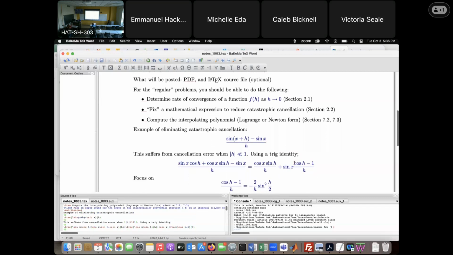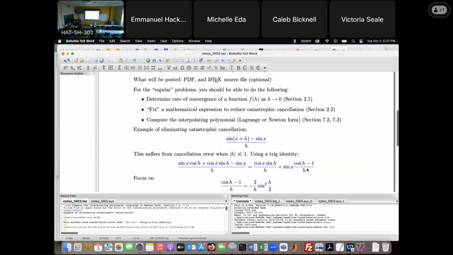Now, can anyone tell me why this fraction is a problem? Cosine h minus 1 all over h. You know what h is? Cosine of h being 1. Yeah, or nearly 1. So this also suffers from cancellation. Get almost 1, so 1 minus 1.